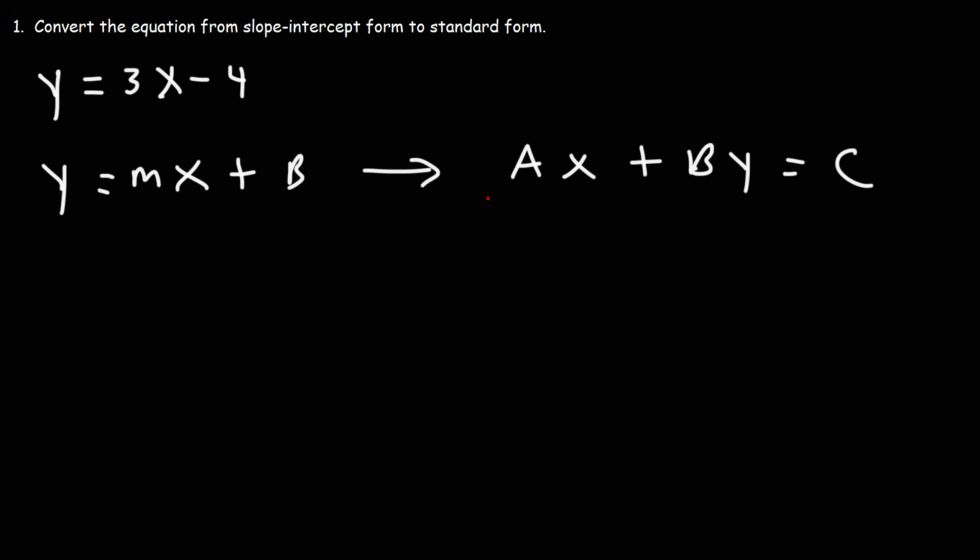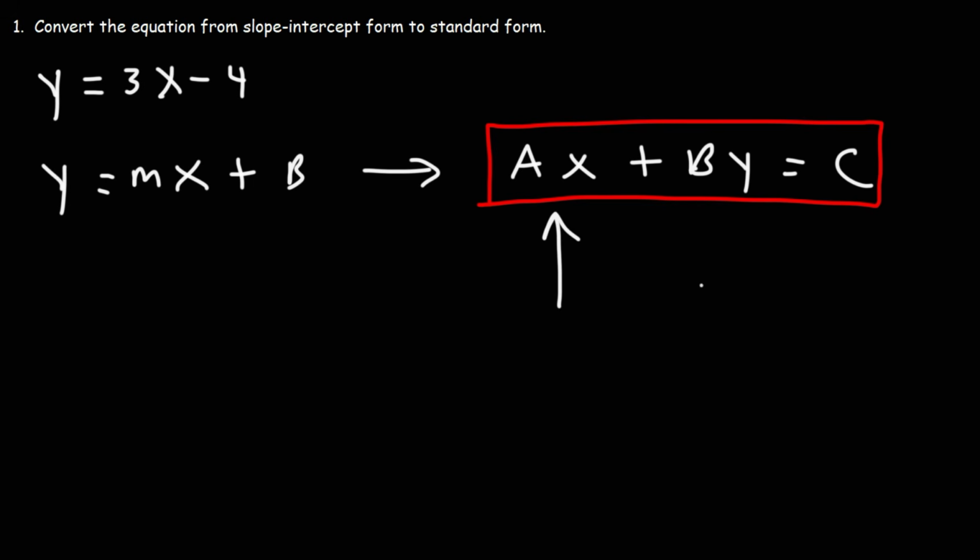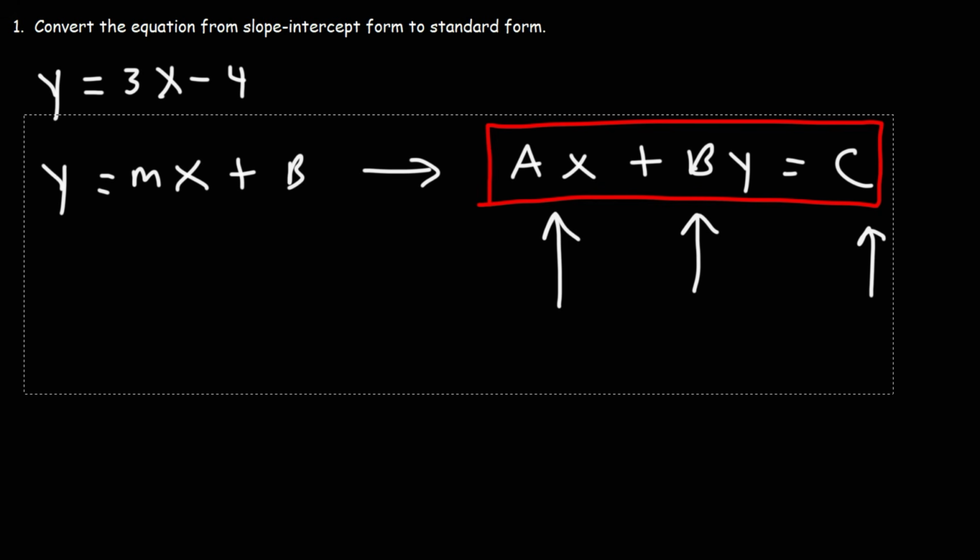How can we do this? How can we convert it from slope-intercept form to standard form? So what we need to do is move x and y to the left side of the equation. The constant, which is the number without the x or y, we want to keep on the right side of the equation. So let's go ahead and begin.